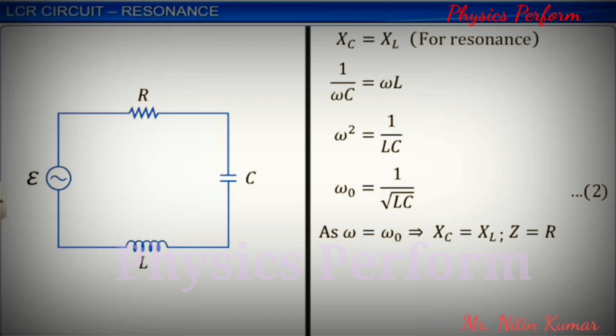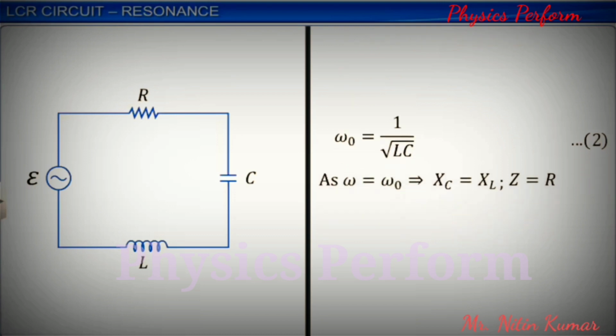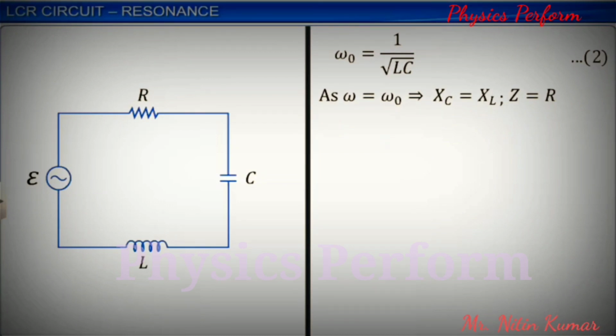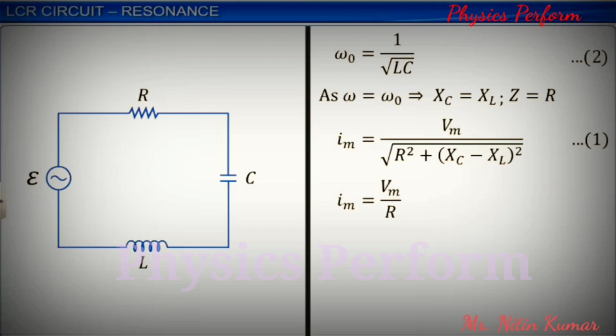Now, equation 1 can be written as Im is equal to Vm by R. Thus, we observe that when the angular frequency omega of applied AC voltage becomes equal to the resonant frequency omega naught, the amplitude of current Im reaches its maximum.